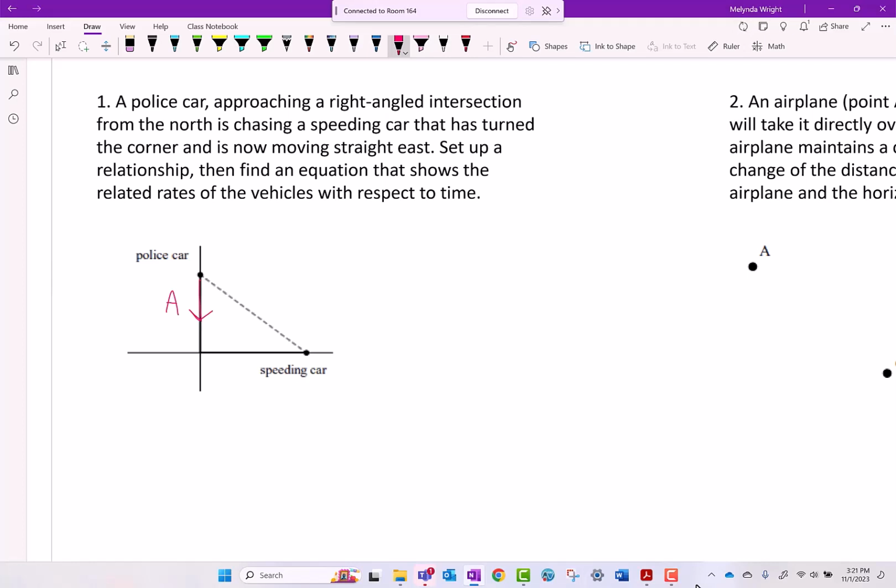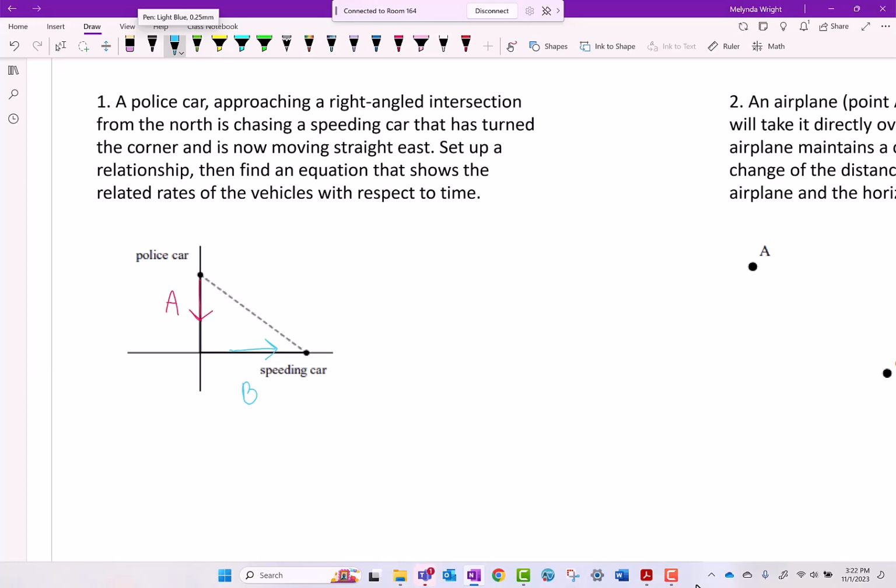So from the north is chasing a speeding car. The car has turned the corner and is now moving east. Most people are okay with north, south, east, west. So this car is going east, so it's headed that way, and I called the car B. Again, you can call it whatever you want. You can call it C for car if you want.